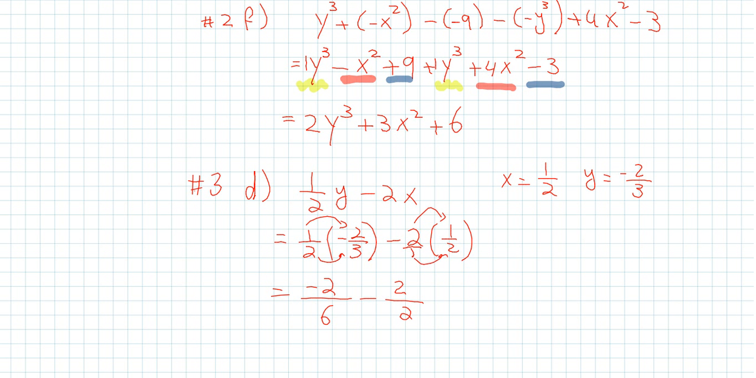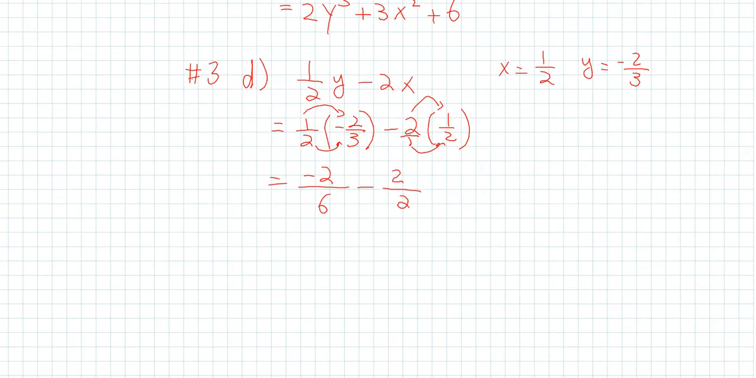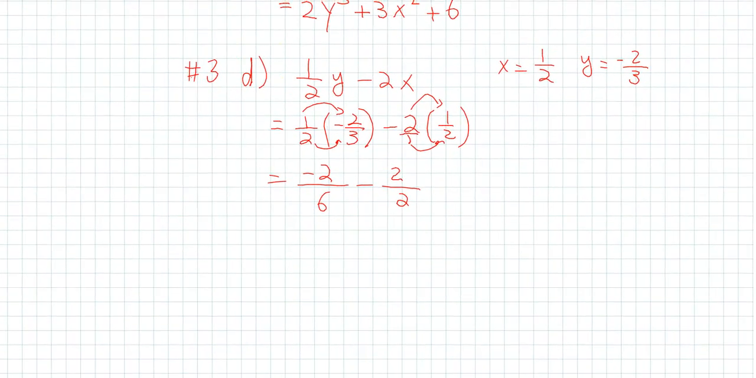Can I simplify this? Or before I simplify, do I want to find a common denominator and add? What do you guys want to do? It doesn't matter. Common denominator first before we simplify? We can do that. What would be your common denominator here? So my common denominator is 6. That's right.